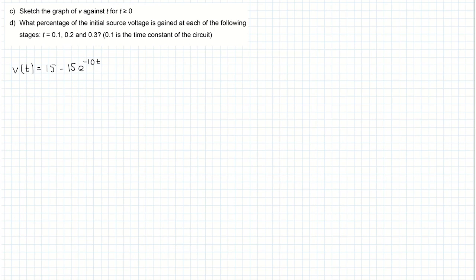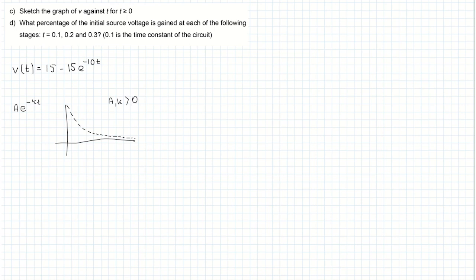We will start with sketching. To do that, we need to remember that the function a times e to the power minus kt has a shape that looks like that. So it's going to 0, never reaches it, the function is decreasing.